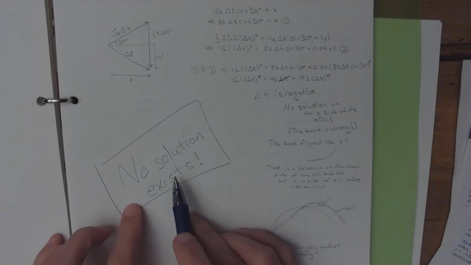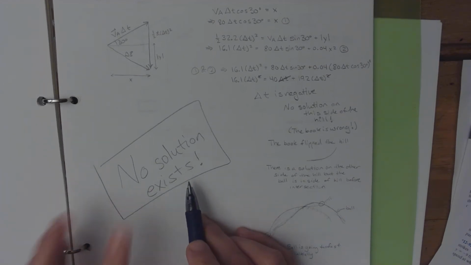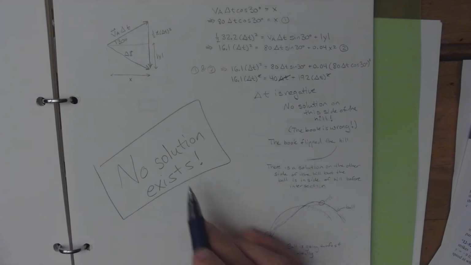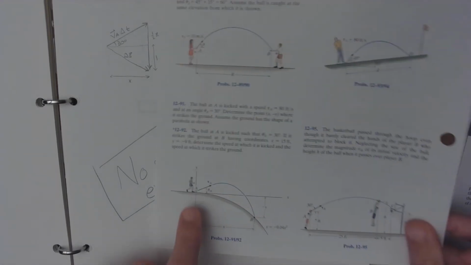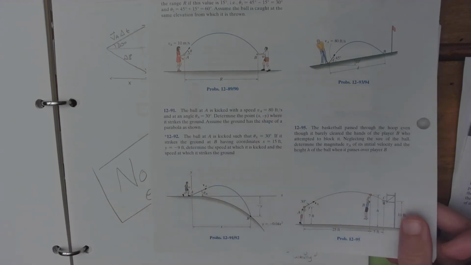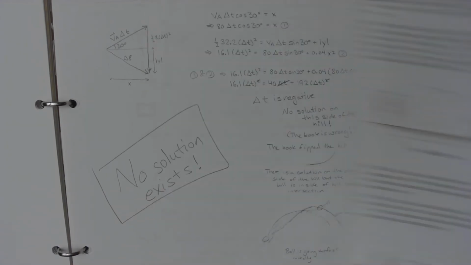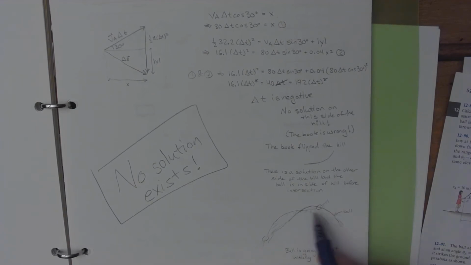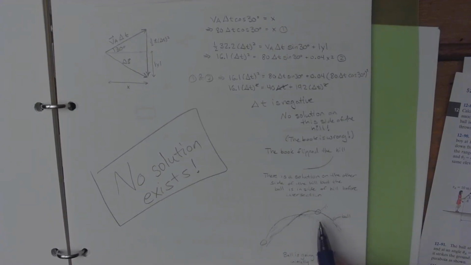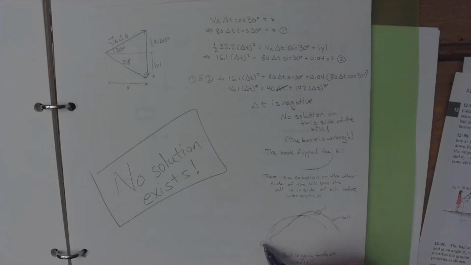The reason that no solution exists for a positive value of time is if you actually stand on the top of the hill that they give you in the textbook and kick the ball at 80 feet per second, you kick the ball so fast that it never intersects with the hill on this side of the hill. You'd have to go back in time to find this point here.